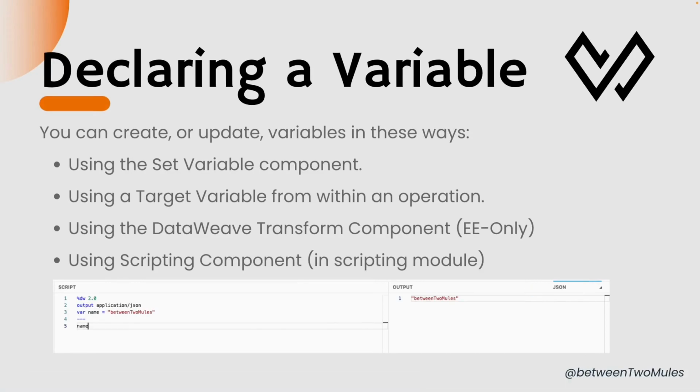Declaring a variable. You can create or update variables in these ways. You can use the setVariable component in AnyPoint Studio to declare a variable. You can use a target variable from within an operation. We will discuss this in the demo. And you can use DataWeave transformation component to declare a variable. You can also use scripting component in scripting modules to declare a variable.